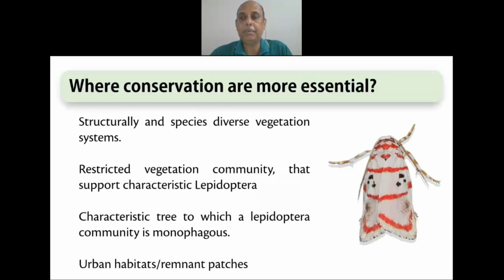So we just skip one. Why is conservation more essential? Structurally, species diversity and the vegetation system help in it. Restricted vegetation communities support endemics. Characteristic trees to which the endemic community is monophagous, and urban habitat-dependent patches. So we know the entire thing.